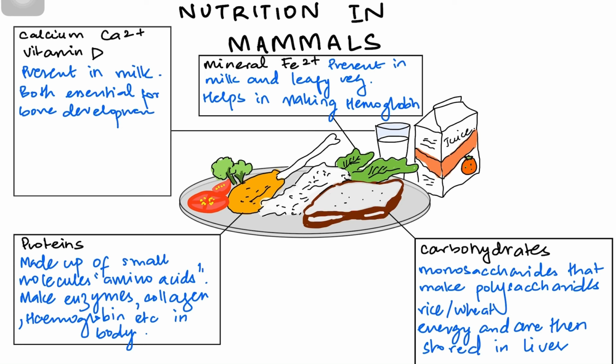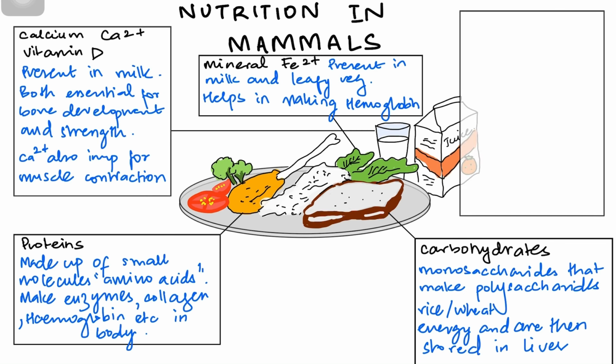You can hear a lot of people saying they have deficiency of calcium and vitamin D, and they might suffer from a disease known as rickets, where the bones become very weak. Calcium specifically is also important for muscle contraction and nervous impulse conduction. So that's out of the syllabus, but we should know that generally they are both important for bone strength.